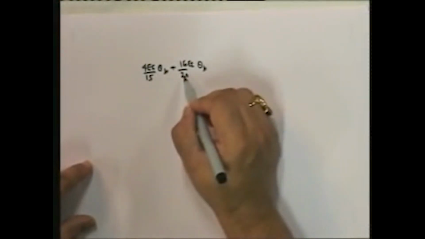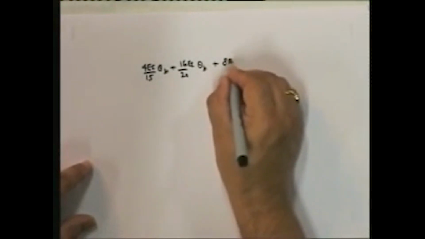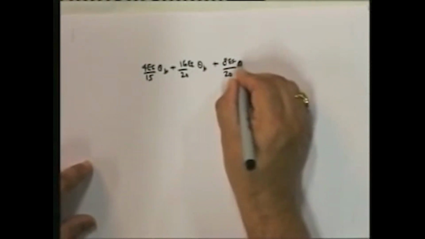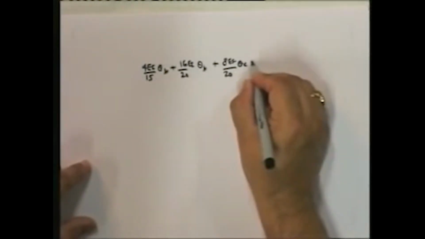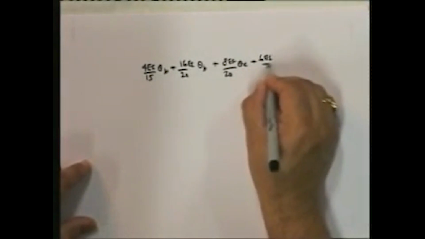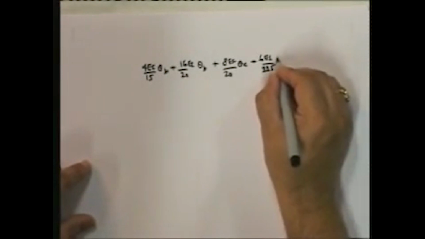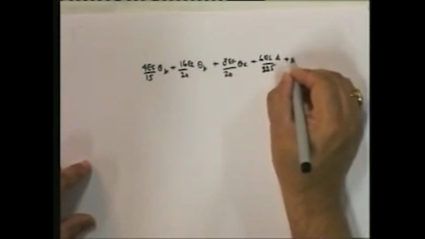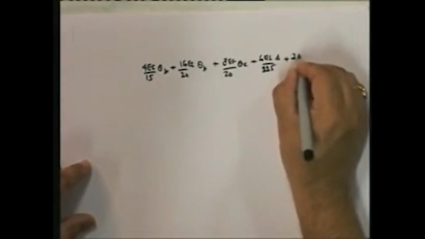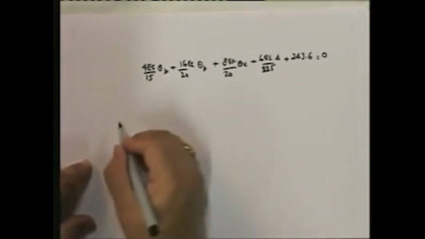4 EI plus 16 plus 8 EI over 20 theta C plus 6 EI upon 225 into delta plus 243.6 is equal to 0. That is my MBA plus MBC.